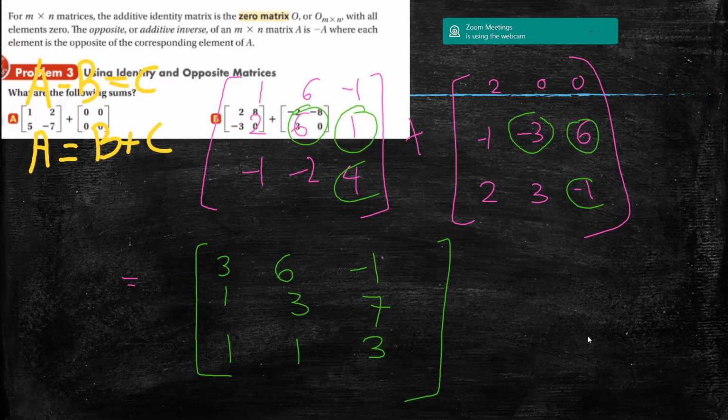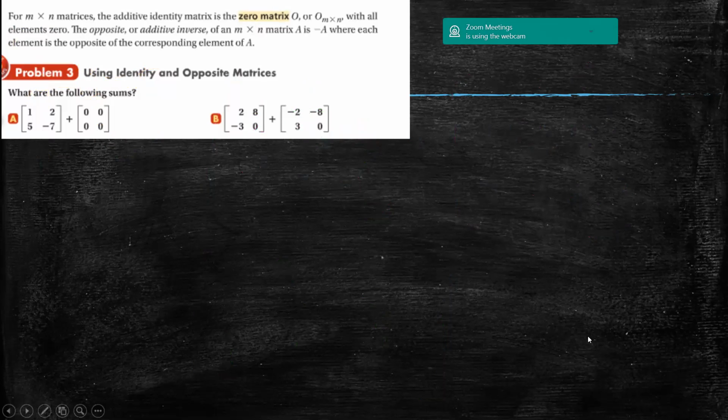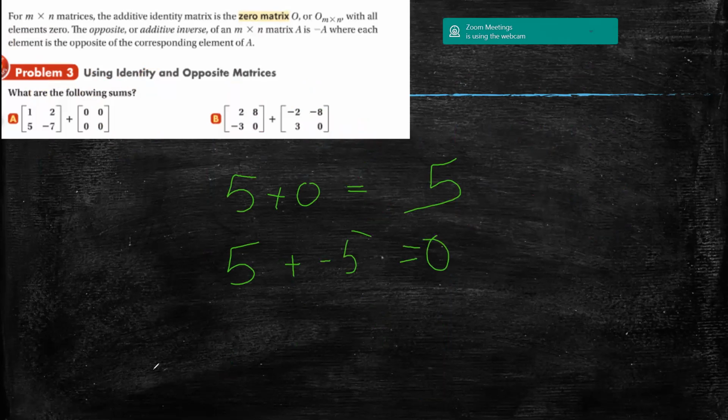Now, you know in numbers, if you add any number to 0, you get the same number. And if you add any number to its inverse, you will get 0. Thus we use the 0 identity.